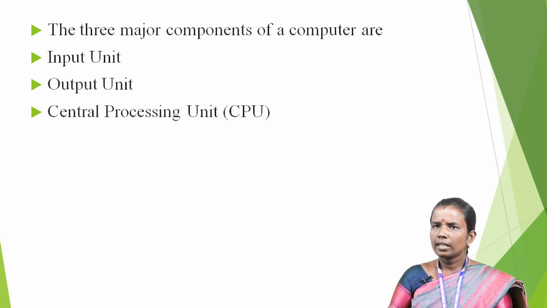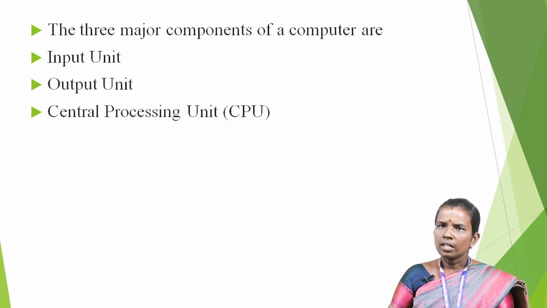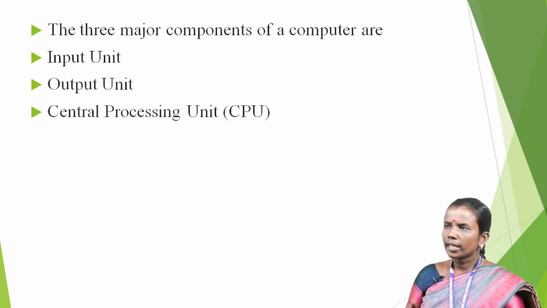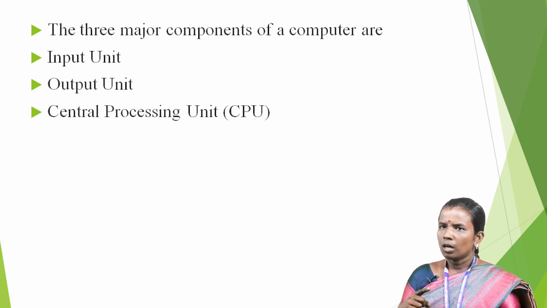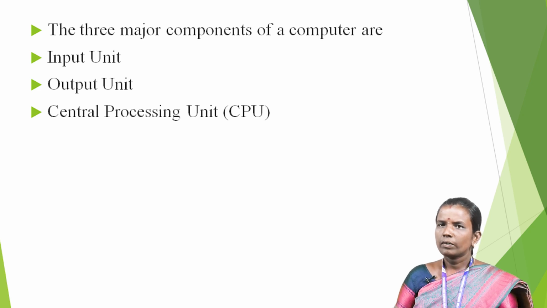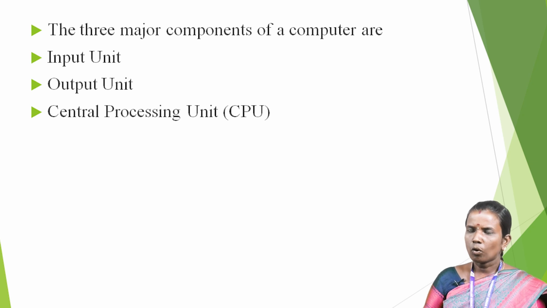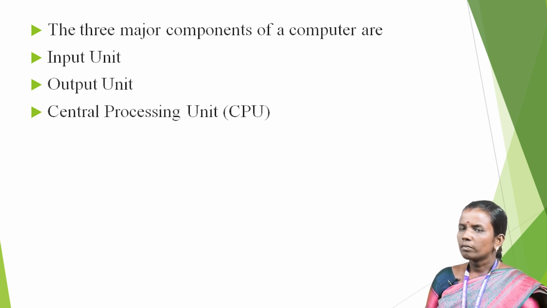Input unit. The data and the programs are entered into the computer through this device. Then the data and the instructions entered into the input unit are passed to the memory unit of the CPU. Some of the input devices are keyboard, mouse, OCR, and OMR. Then output devices. The data fed into a computer are processed as per the given set of instructions. The computer returns the results of this processing through the output unit. Some of the output devices are monitor, printer, and plotter.